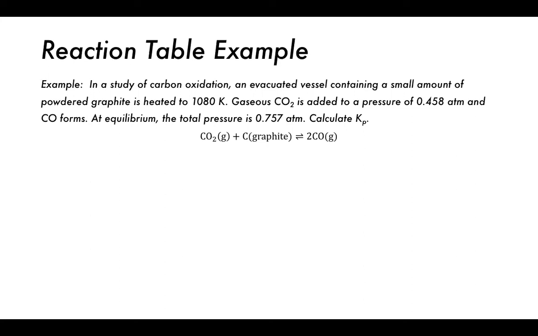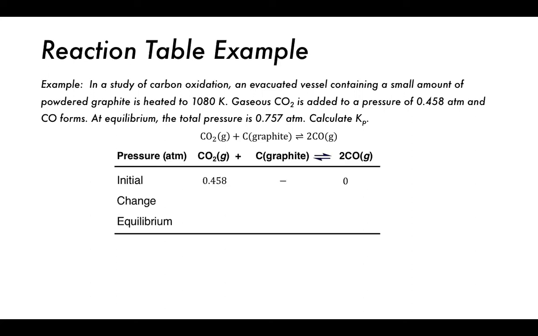Now, don't get too worried. Kp is used in exactly the same way as Kc. So we have our balanced equation there: CO2 plus graphite gives us 2CO.